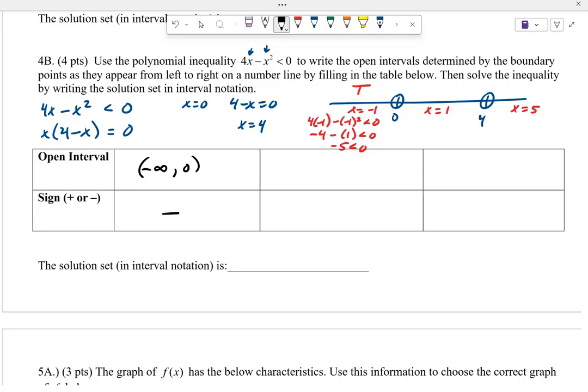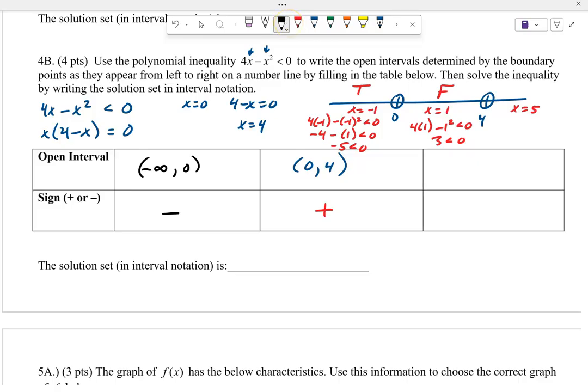Now I'm going to test something between 0 and 4. So let's plug that in. So I got 4 times 1, I'm testing 1, minus 1 squared. So I got 4 minus 1 is 3. Is 3 less than 0? No, it's not. So that's not going to be part of my solution because it spit out, in this case, a positive 3. All right, so that spit out a positive value there.